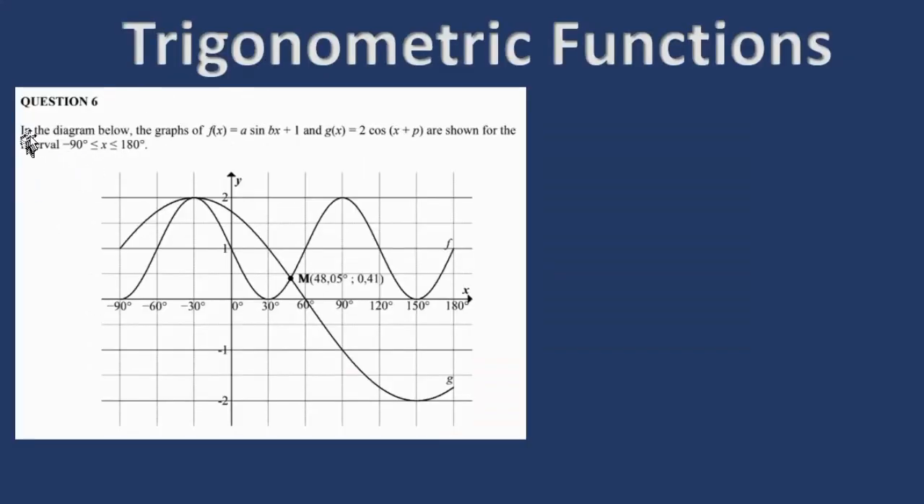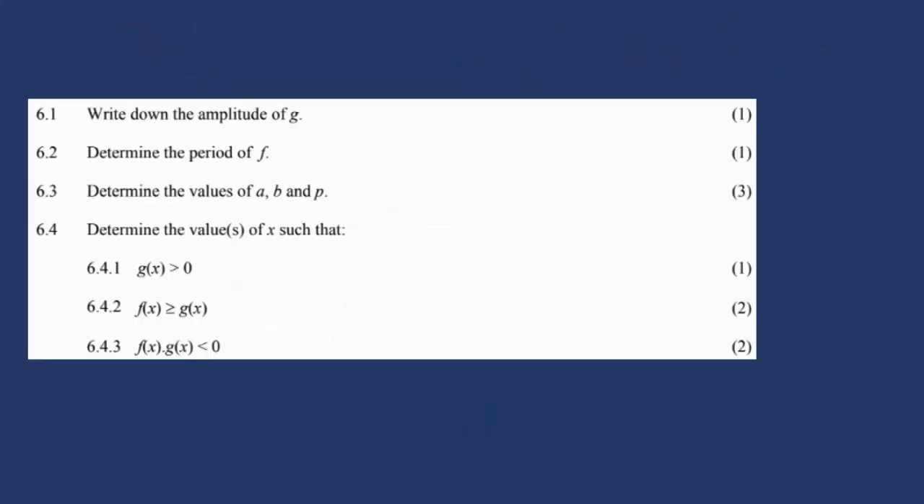So the diagram says, in the diagram below, the graphs of f(x) = a sin bx + 1, and g(x) = 2 cos x + p are shown for the interval -90 degrees up until 180 degrees. So the questions here, let's say 6.1. First, they need us to find the amplitude of g.